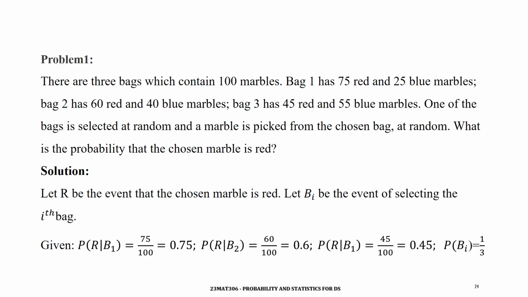So consider 3 bags containing different proportions of red and blue marbles.